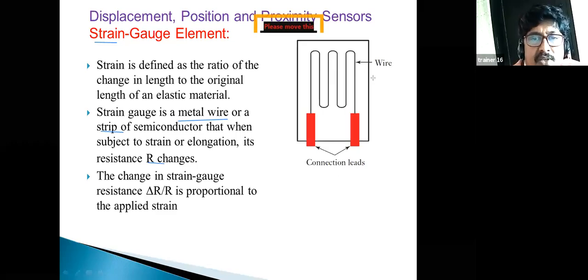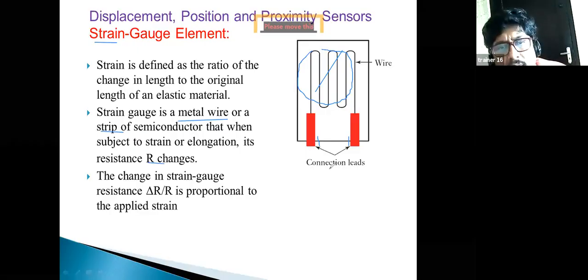See here, this is a metal wire, and here the two leads are there. We connect this wherever the element undergoes strain, to measure that strain. For example, I will tell you one example. Here, this is a cantilever beam, right? Here, the load is acting at one end.